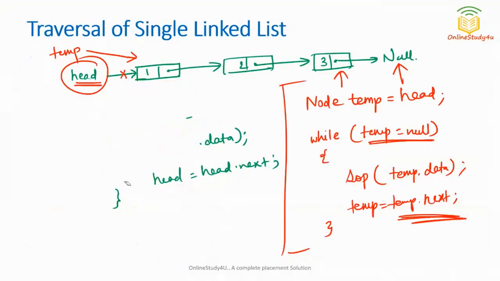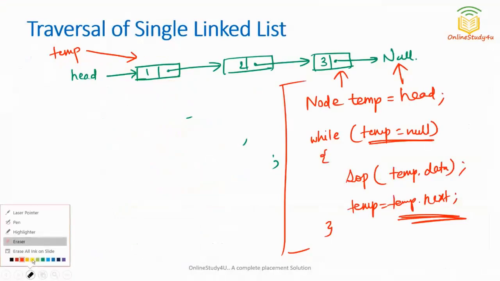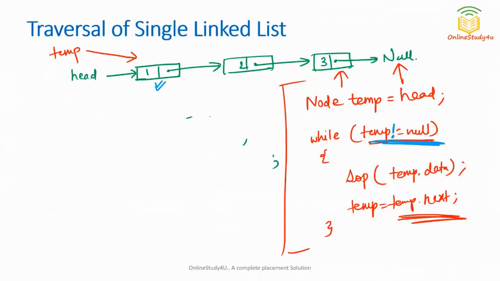Okay. So see, first what will happen? This temp is pointing to where head is pointing. Making sense? This temp is pointing at this node. Head is also pointing at this node. Now it is checking, is temp not equal to null? Yes, temp is not equal to null. It is pointing at a particular node. So the condition is true, and it will print the data associated with temp, that is nothing but 1. So 1 will be printed on the output screen.